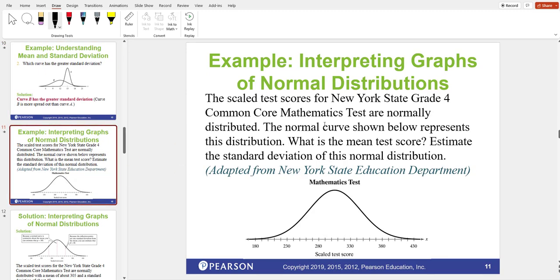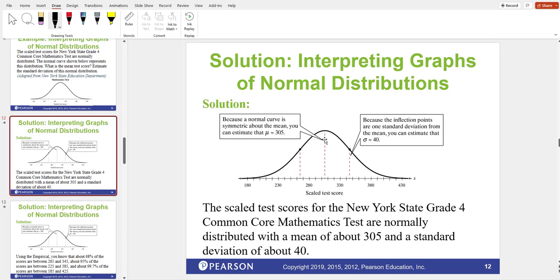All right, the scale test for New York State Grade 4 Common Core Mathematics. Tests are normally distributed. The normal curve shown below represents this distribution. What is the mean test score? We're going to estimate the standard deviation of this normal distribution. So if we look at this graph, the peak is about 305.